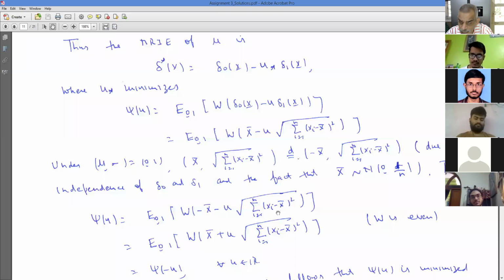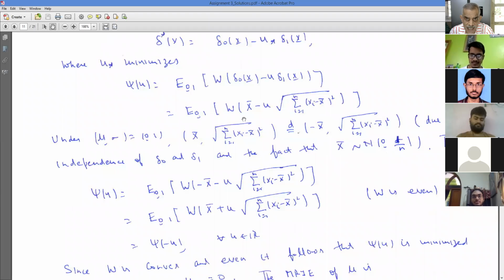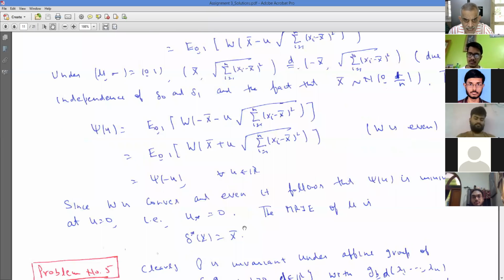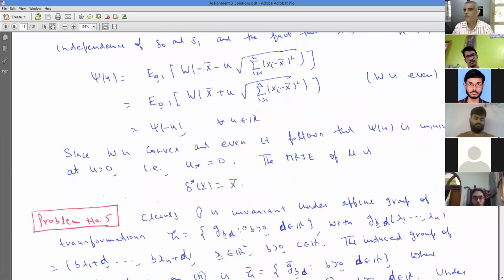But my W is even. This is the same as W of x bar plus U of this thing. But what is that? That is nothing but psi of minus U, which is the same as psi of U. So psi of U is the same as psi of minus U. W is convex, so it will be minimum at 0. Independence has played a role, and that is why they are turning out to be equal.